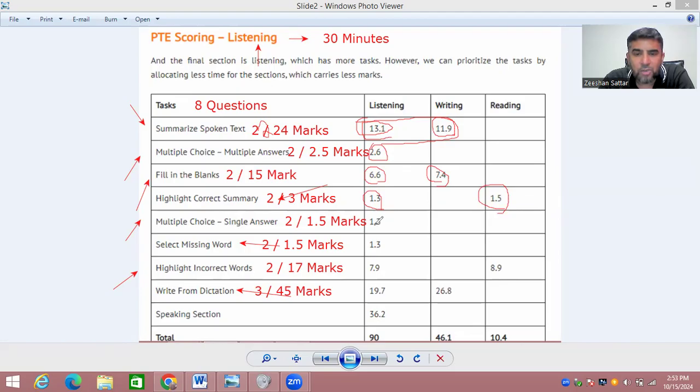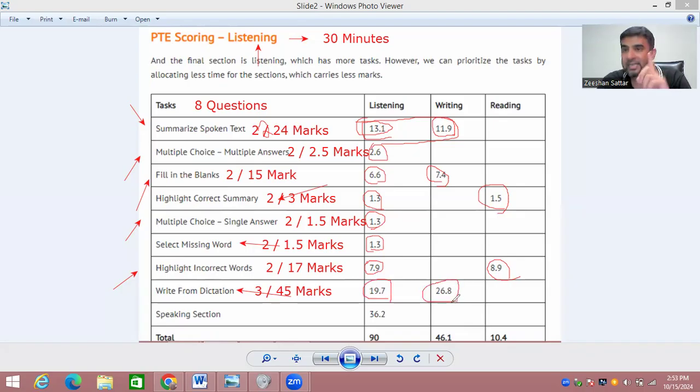Your multiple choice question with a single answer, 1.3 marks for your listening exam, and select the missing word, 1.3 marks for the listening exam only. And then highlight the incorrect word. 8 marks are there for your listening exam and 9 marks are there for the reading exam. Write from dictation, almost 20 marks for listening and almost 27 marks for your writing exam.